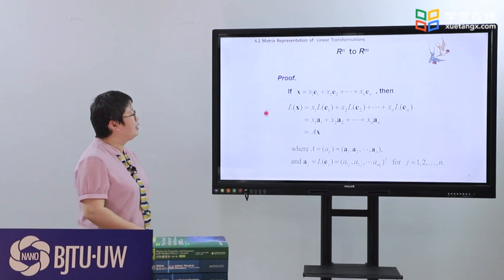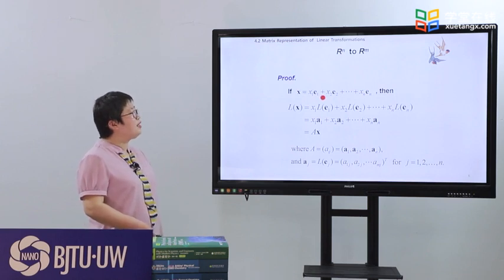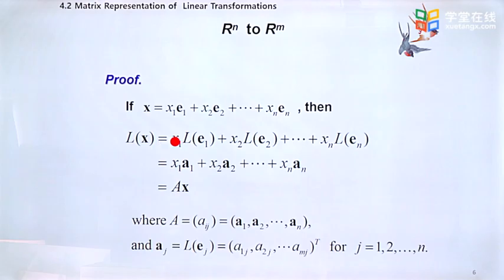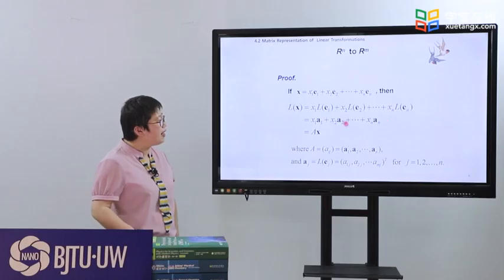Okay, now we see the proof. If x equals x1 e1 plus x2 e2 plus through xn en, then L(x) just equals x1 times L(e1) plus x2 times L(e2) plus through xn times L(en). If we denote L(e1) by a1, L(e2) by a2, and till L(en) by an, this formula just equals x1 times a1 plus x2 times a2 plus through xn times an. So this is a linear combination of n given vectors.